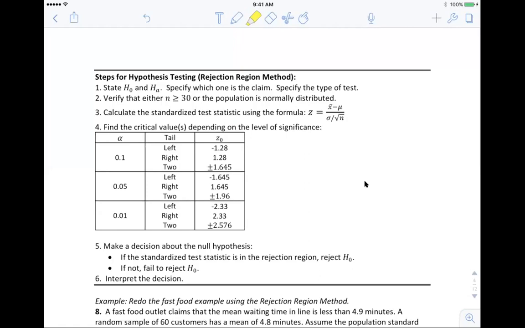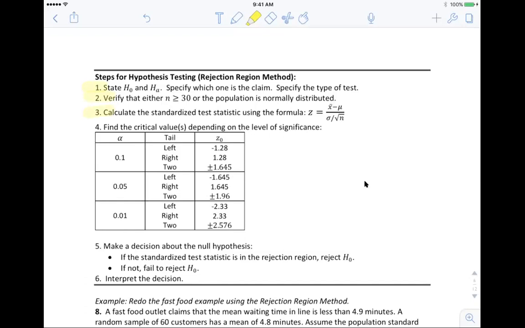So, the first three steps, there's no difference. It's exactly the same as the p-value method. Where things change is step 4. Instead of finding a p-value, you find what's called a critical value, and then you use that to make your decision. Okay, so the critical value depends on the level of significance.